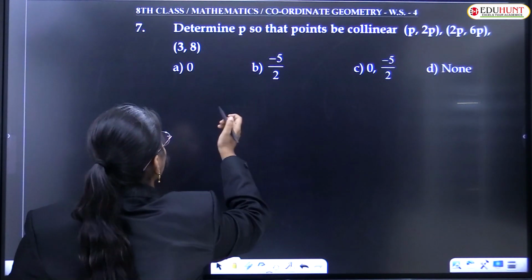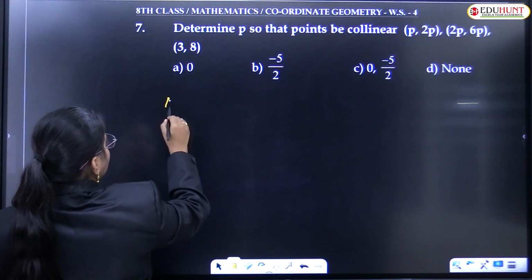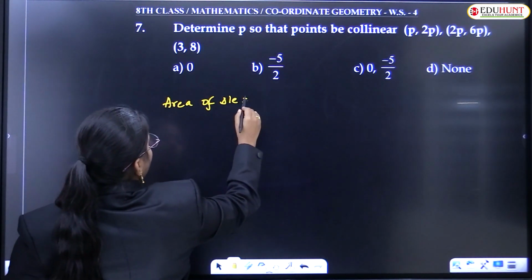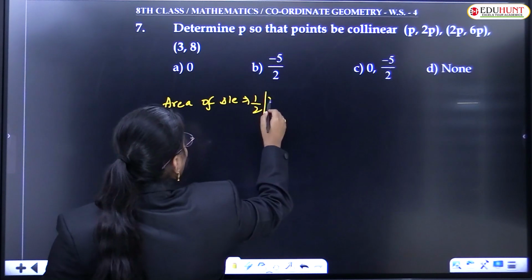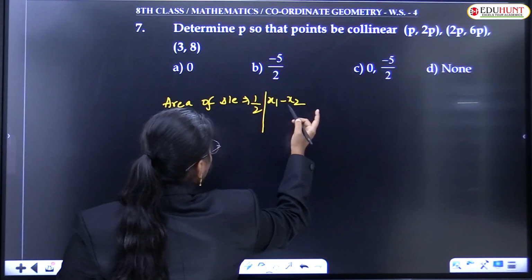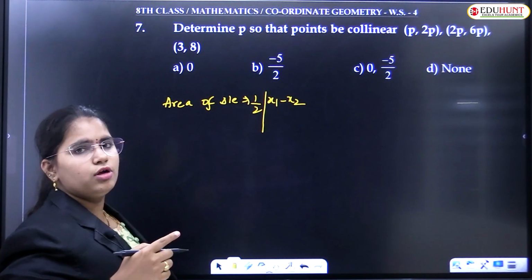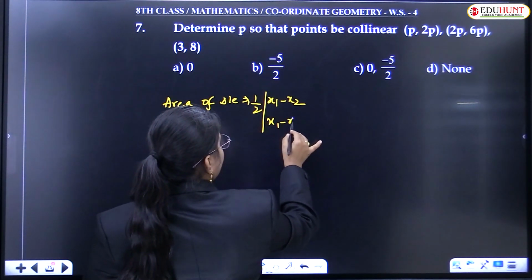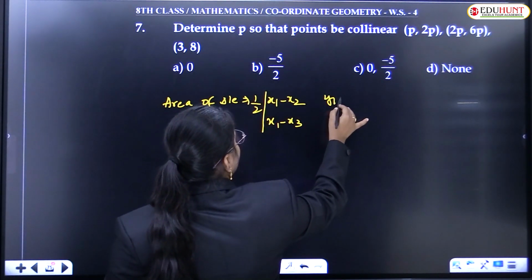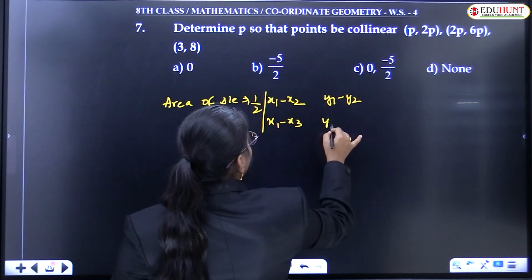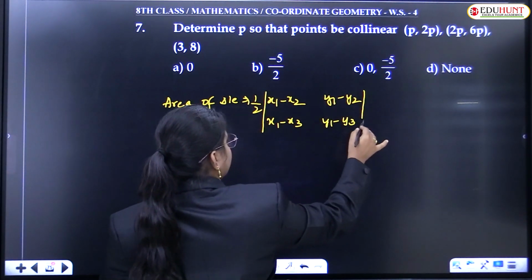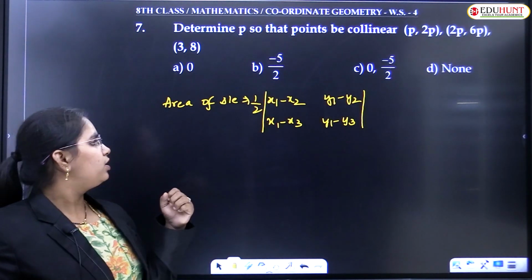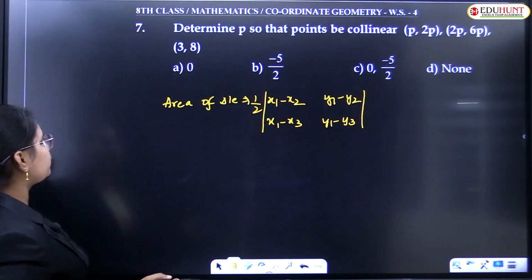So if it is collinear points, we know that the area of triangle is equal to 0. So what is the area of triangle formula? Half modulus of (x1 minus x2)(y1 minus y3)... This is another notation form of the area of triangle, right? So you can use any formula which you want: x1 minus x3, y1 minus y2, y1 minus y3. So this is my area of triangle formula. Yes or no? Yeah.